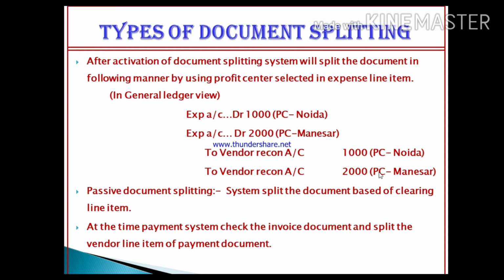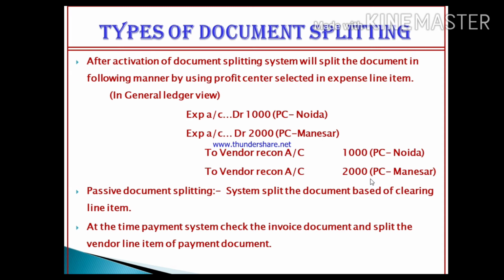So now here you can see what the system does after activation of document splitting. The system takes the Profit Center and splits the document into two parts. It will take the same Profit Center as you have taken in the expense line item, and it will take the same Profit Center in the vendor line item also. This is the major difference after activation of document splitting.